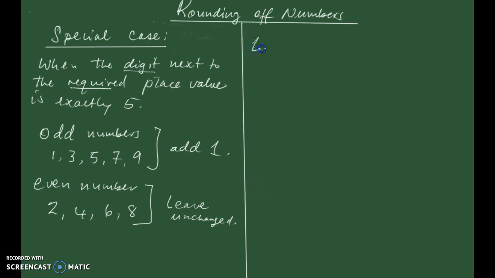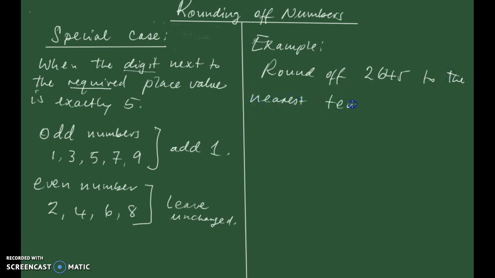Right, now suppose we have just an example here. Round off 2,645 to the nearest tens. Place value: 2,645. These are ones. Tens, we are here. This is our interest. You have seen this before.